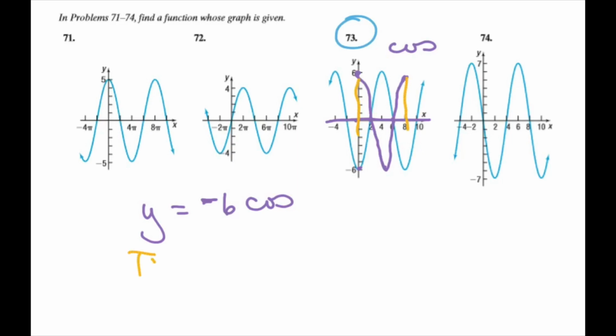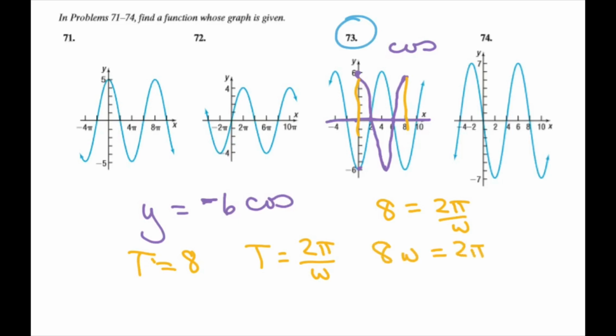So T equals 8, and we know T equals 2 pi over omega. So we have 8 equals 2 pi over omega. So if you cross multiply, 8 omega equals 2 pi. So omega equals 2 pi over 8, which equals pi over 4. So our equation is going to finish up with omega, you put your omega here. This is pi over 4x.